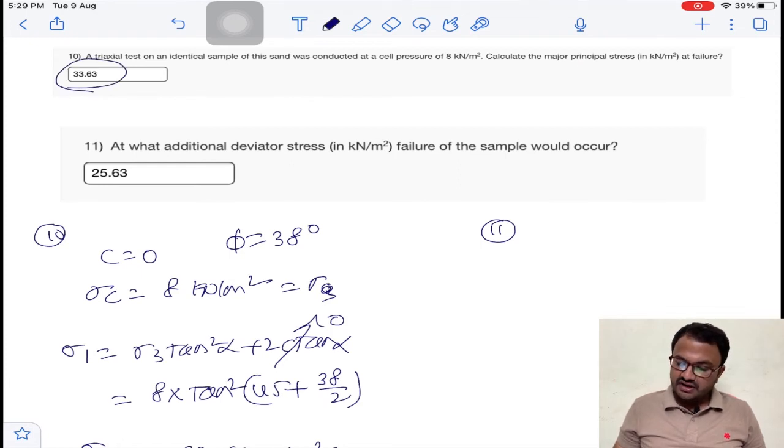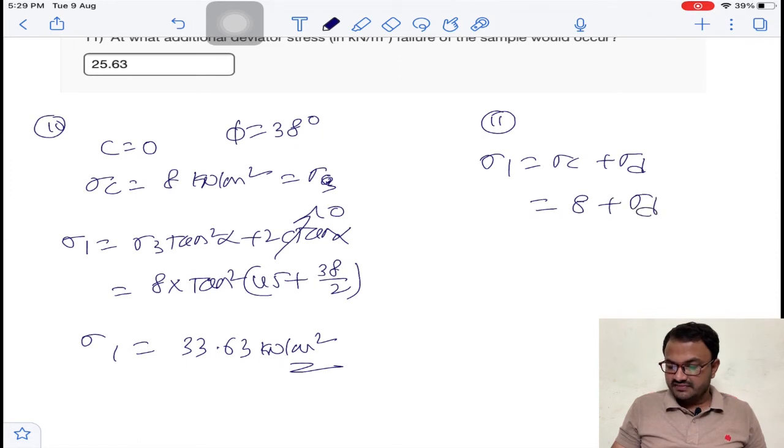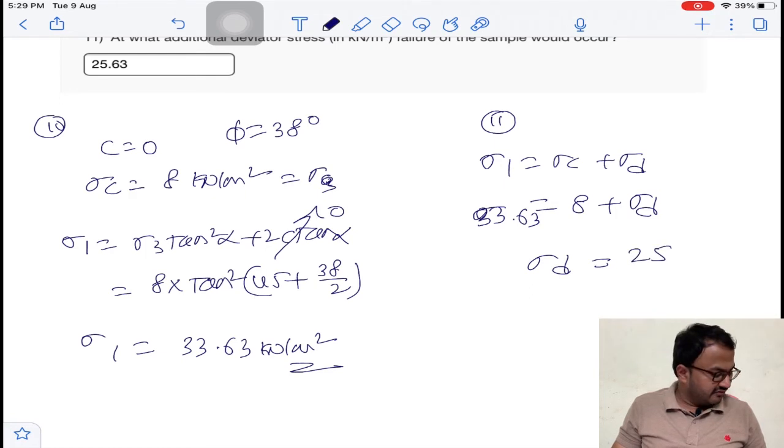And in the 11th question, at what additional deviator stress? Obviously, sigma 1 is equal to sigma C plus sigma D. Sigma C is 8, which he has given. Sigma D is the deviator stress we require to make the sample fail. So sigma 1 we calculated as 33.63. From this equation, sigma D we will get is 25.63 kilonewton per meter square.